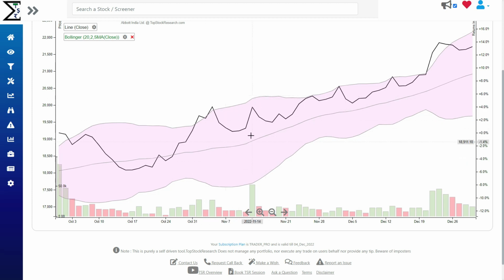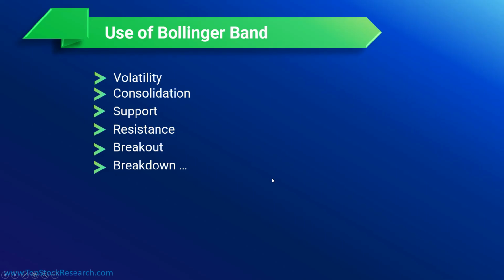So is the Bollinger Band, right? Sometimes there'll be a crisscross, sometimes it'll be within the range. So these levels, upper and lower band, will give you dynamic support and resistance. Breakout and breakdown, we'll see how to use Bollinger Band for breakout and breakdown. If you see pretty much everything that we have seen so far, Bollinger Band is capable of giving you those signals or indicators at any time.